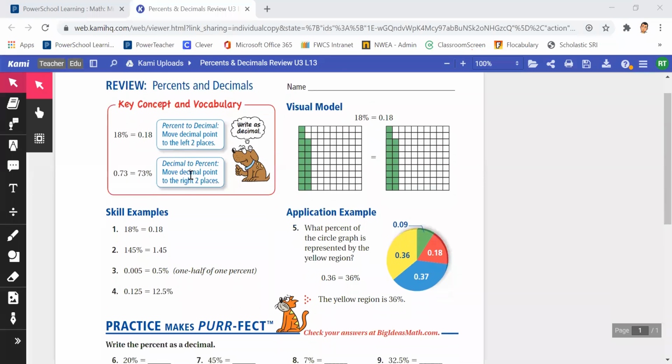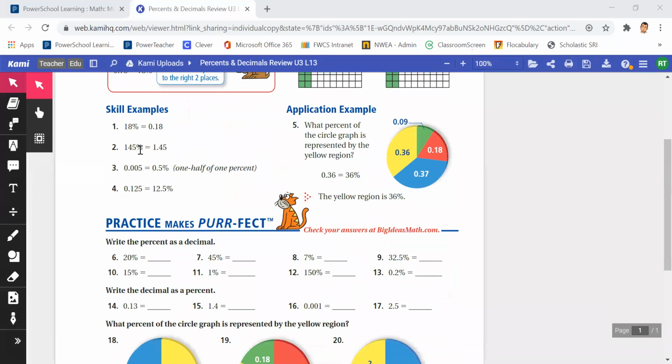As we look at some of these problems, let's look at problem number 2, for example. Problem number 2 is a little bit tricky because it's over 100%. And yes, you can have percents that are over 100. In this case, it's 145%. So how do you turn that into a decimal? Well, you move the decimal. You can't see the decimal place, but you know it's right here after the 5, and you move it 2 places to the left to make it 1.45 or 1 and 45 hundredths. As a fraction, of course, this would look like 1 and 45 hundredths. So that's how that looks.